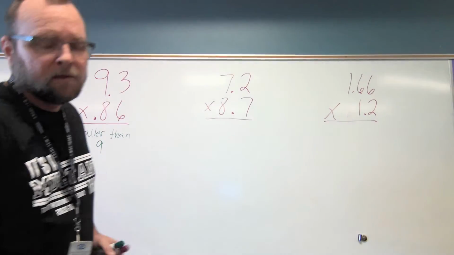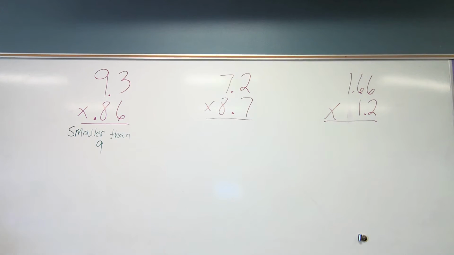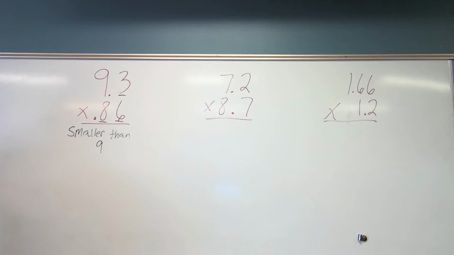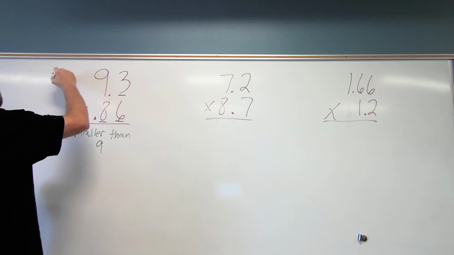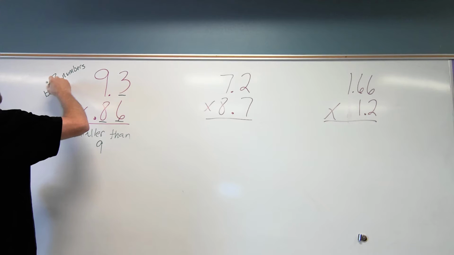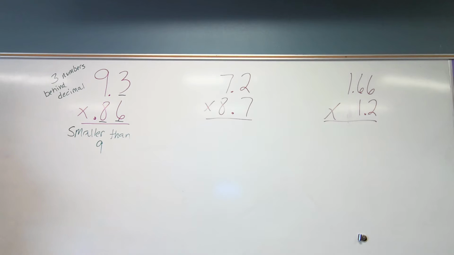Scout, how many numbers are going to be behind the decimal point in my answer? How many behind it in the question? 3 numbers behind it in the question, so 3 numbers behind the decimal point in the answer. The 3, the 8, and the 6 are all behind the decimal point in the question. So there are going to be 3 numbers behind it in the answer.